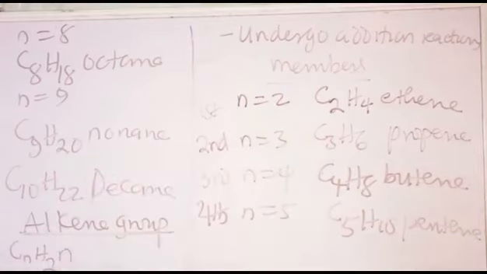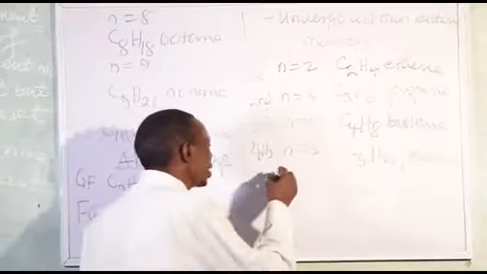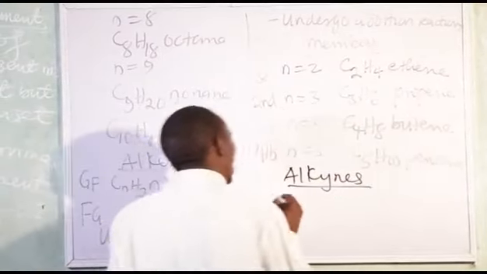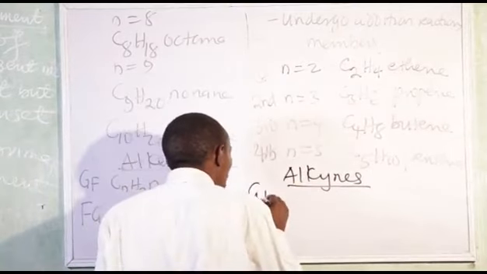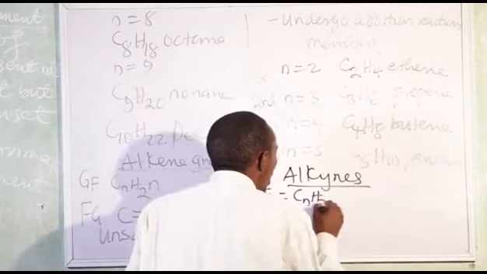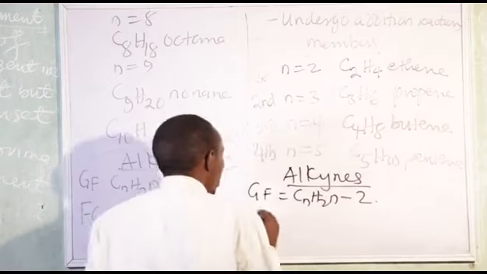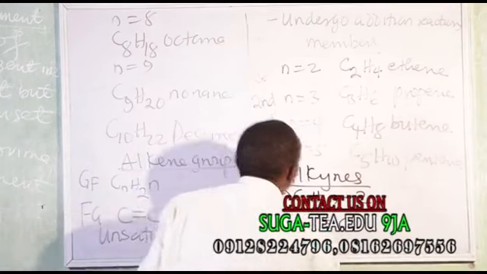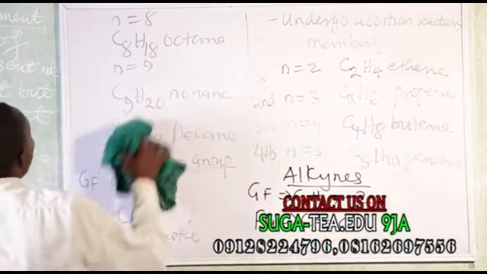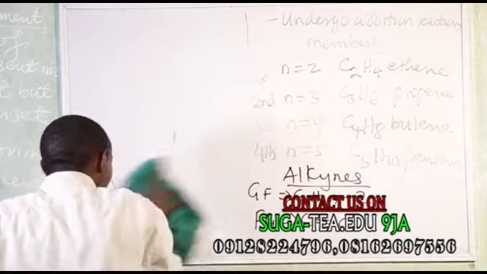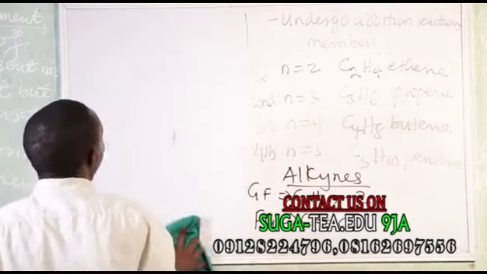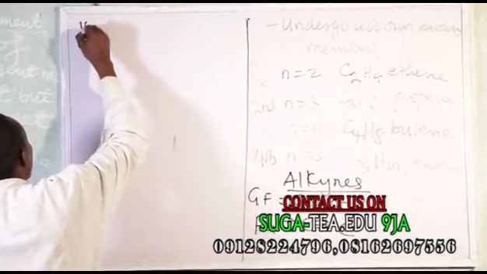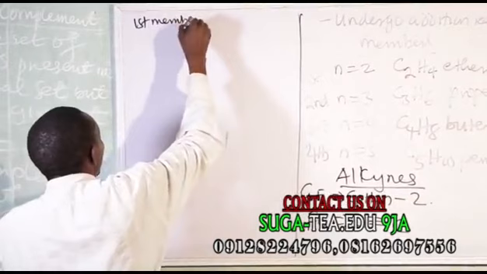I'm going to introduce the final group and their members. So another group is the alkynes. The alkynes have the general formula CnH2n minus 2. Their functional group is the triple bond, carbon to carbon. Their members start from, don't forget, I said alkene's first member starts from n equal to 2, so also alkynes. Their first member is n equals 2.